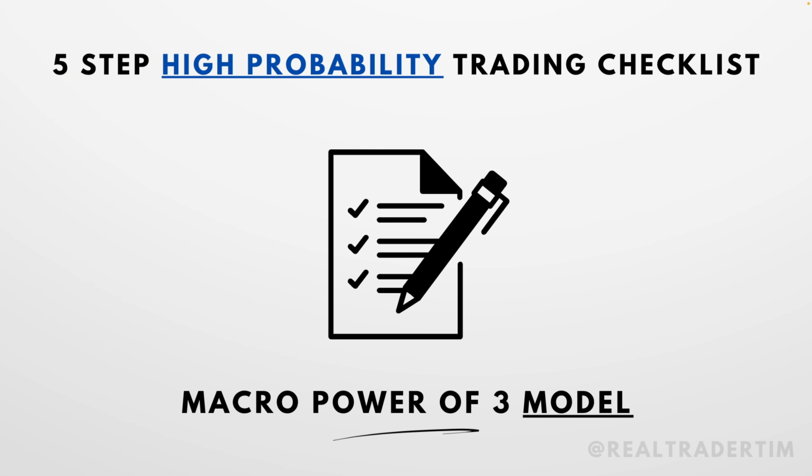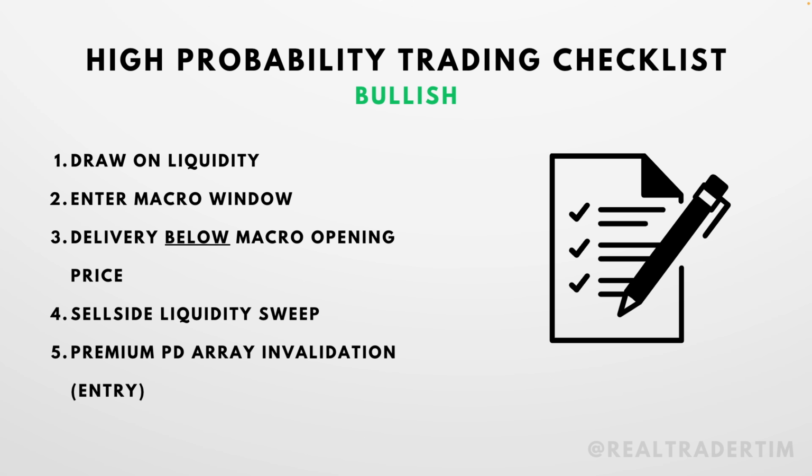I commonly refer to this strategy as macro power of 3. A simple way to use time and price to execute trades with confidence. So let's go check out this strategy. So this is the main checklist that I utilize to engage with price. As we can see, this is the checklist for a bullish example.